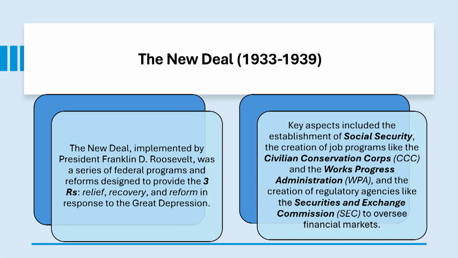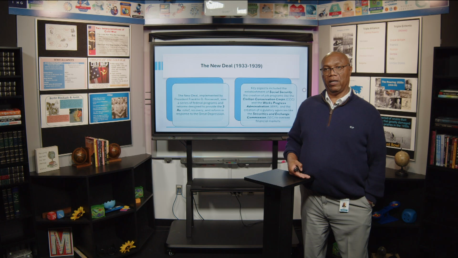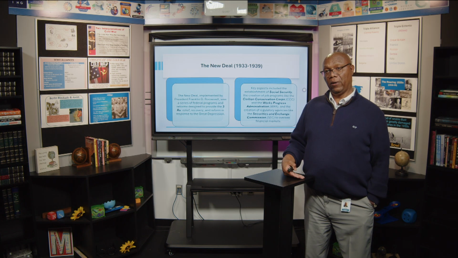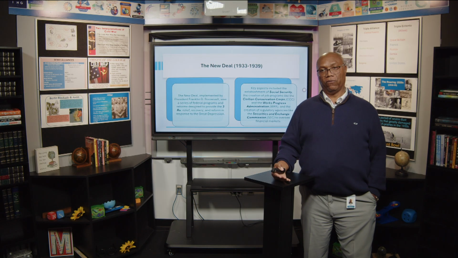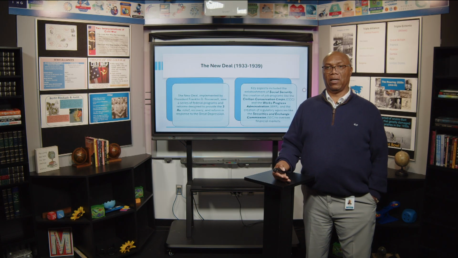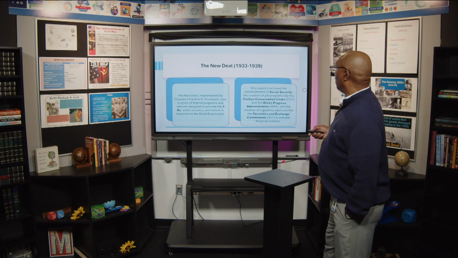Key aspects included the establishment of Social Security, which is still around today, the creation of job programs like the Civilian Conservation Corps, the Works Progress Administration, and the creation of regulatory agencies like the Securities and Exchange Commission to oversee financial markets. Before the New Deal, the government did very little, of course, to regulate businesses. We're going to find that during the New Deal and after, the government takes more of an active role in doing what it can to regulate business and goes a little bit away from that laissez-faire approach to business.